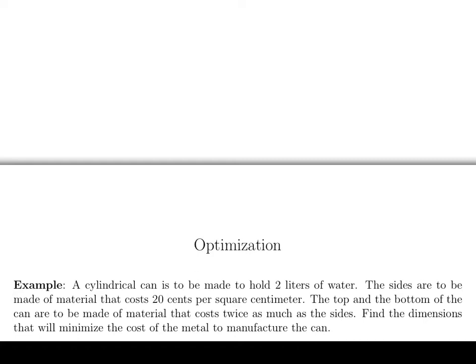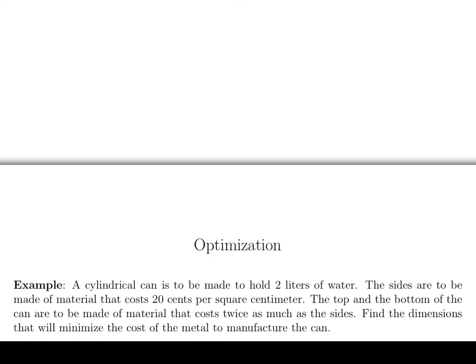Now the sides are going to be made out of a material that costs 20 cents per square centimeter. Now the top and the bottom of the can need to be made out of a stronger material. That material is going to cost twice as much as the sides per square centimeter.